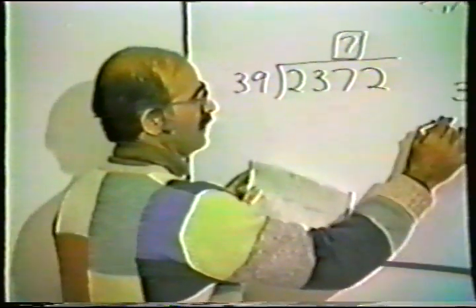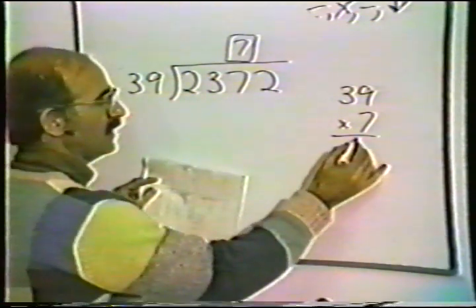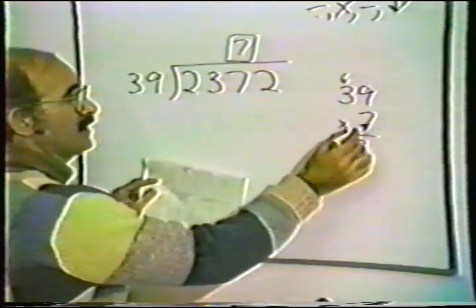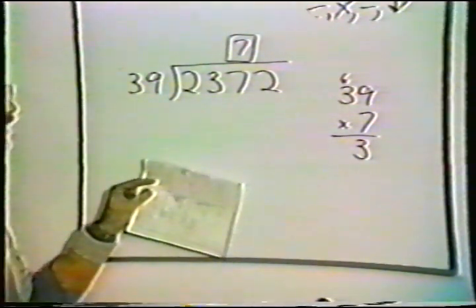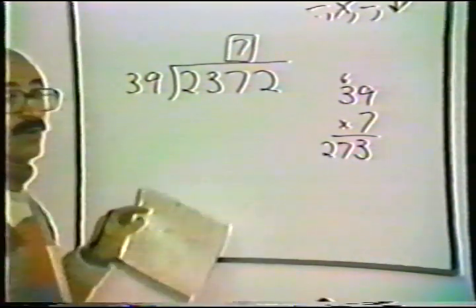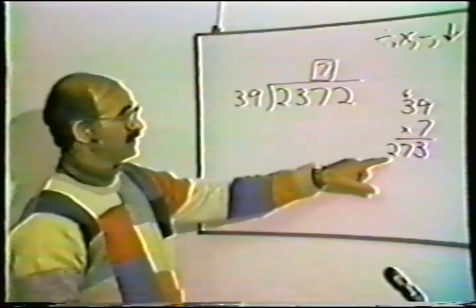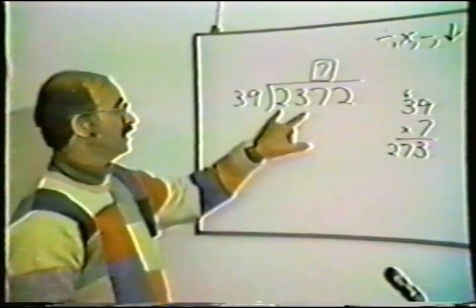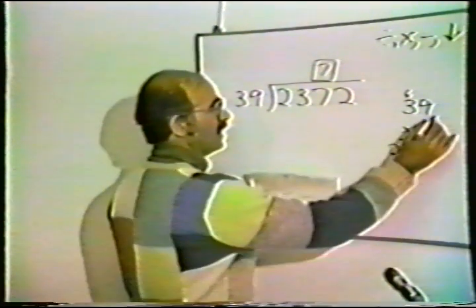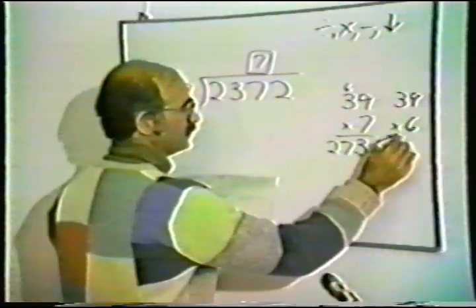39 times 7. 9 times 7 is? 63. Put down the 3, carry the 6. 3 times 7 is? 21. Plus 6, 27. Good or bad? Yeah, too big. It's bad because 273 is too large for 237. So now we'll try 39 times 6.